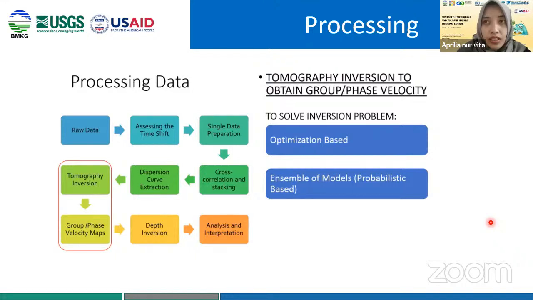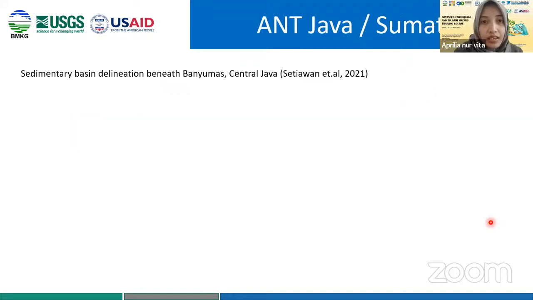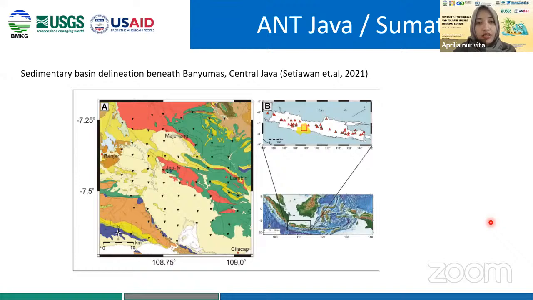The subjectivity of the ensemble model is less than the optimization-based one, but we need to perform it on high-performance computing, like an HPC, I think a high-performance computer like this. And this is the ambient noise application in a sedimentary basin in Banyumas, Central Java, by Setiawan.